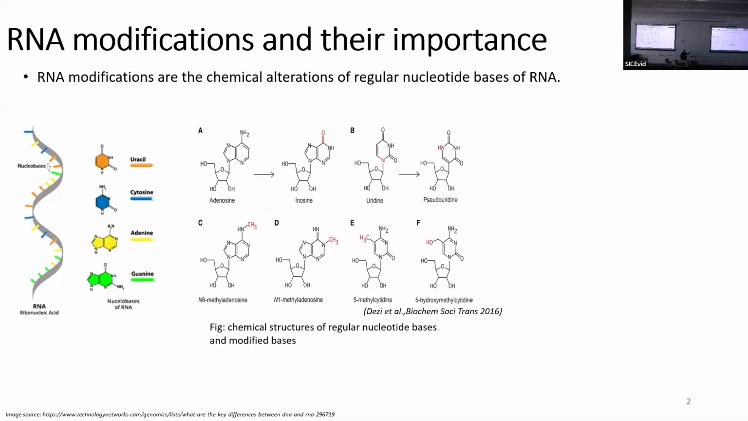Now, there are other modifications like N6-methyl adenosine, N1-methyl adenosine, and I've highlighted what their chemical structure looks like. These are small changes which can change the nucleotide. We are talking about individual nucleotides on the RNA molecule. Now, we have accumulated in the literature about 160 modifications that are naturally occurring in life forms.